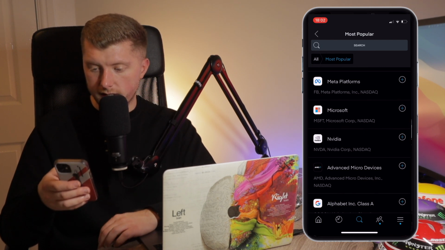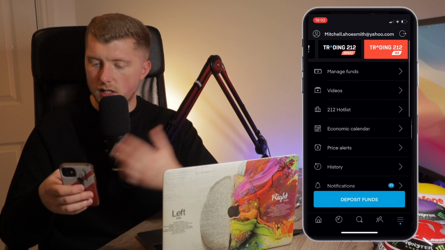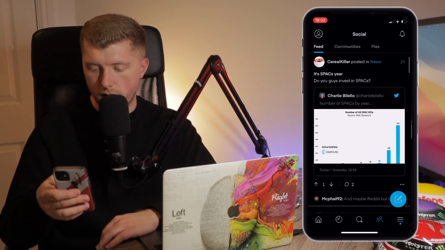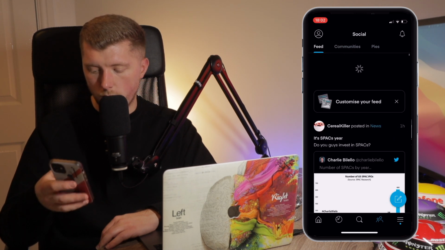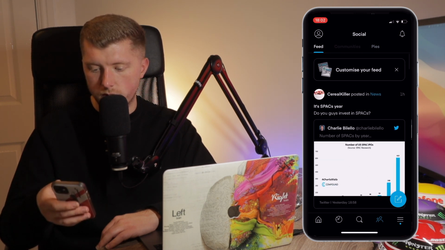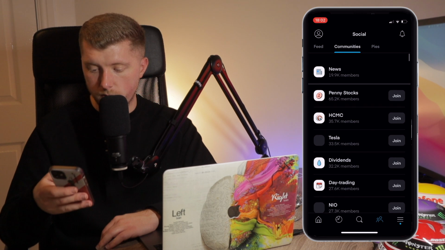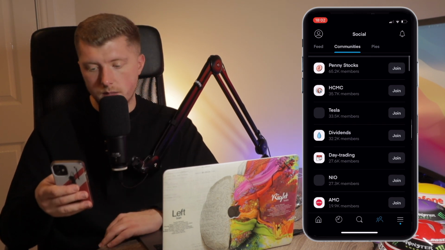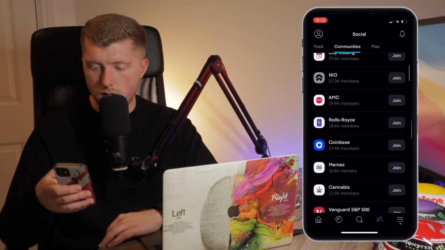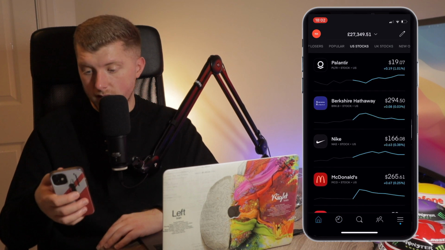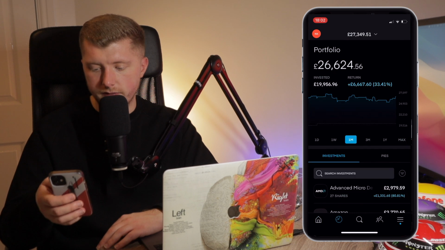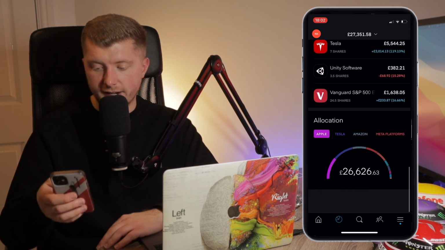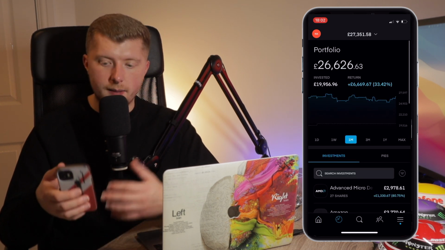In terms of additional things on the app, you've got a bit of a social where you can see different threads and different news articles and all that kind of good stuff. Interact with different people within the community as well, which, depending on what you're interested in, might be something of use to you. And other than that, that's pretty much about it. Obviously, you've got plenty of different stocks on here which you can invest into, but that's pretty much how you use the Trading 212 app in a nutshell.